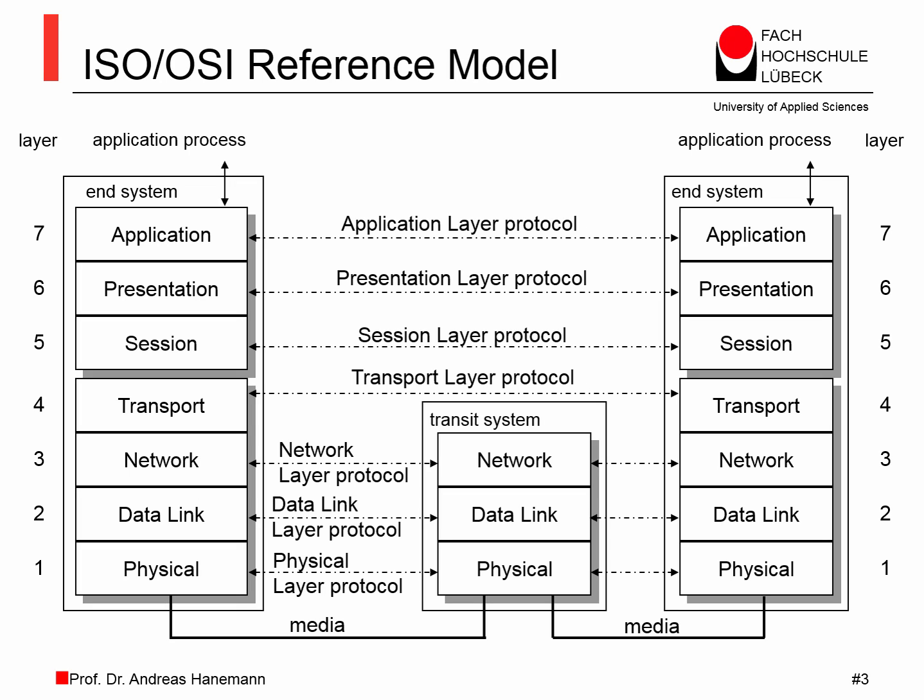This slide gives an overview of the model. It consists of 7 layers which are implemented by end systems. Transit systems, which are also called intermediate systems, only implement a subset of the layers. Here we have an example of a router which implements the lowest 3 layers. On each layer we find entities which implement the functionality of the layer. Protocols are used for communication between entities on the same layer in different systems.